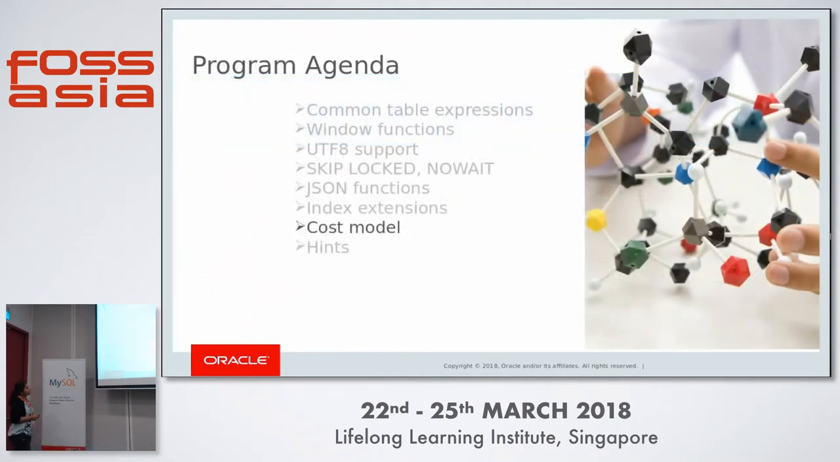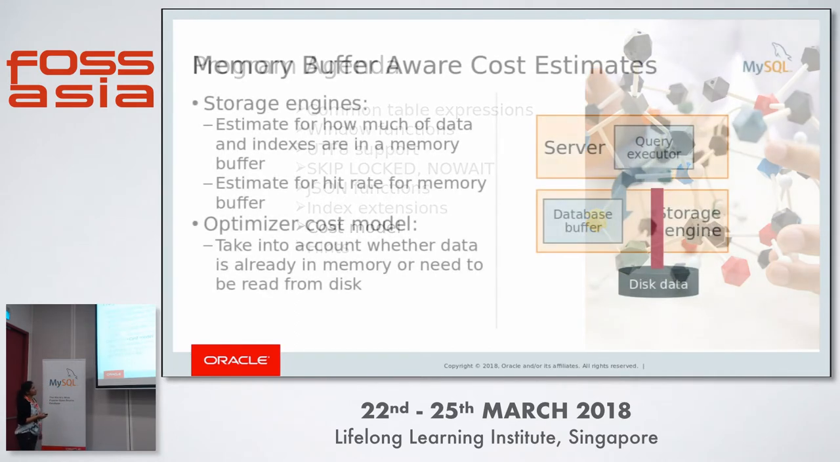So the next is the cost model change. In 5.7, we did a couple of major changes to our cost model in the Optimizer. In 8.0, we have improved upon it. I think my colleague covered one of them, histograms, in the morning. So this is the second one that has been done.